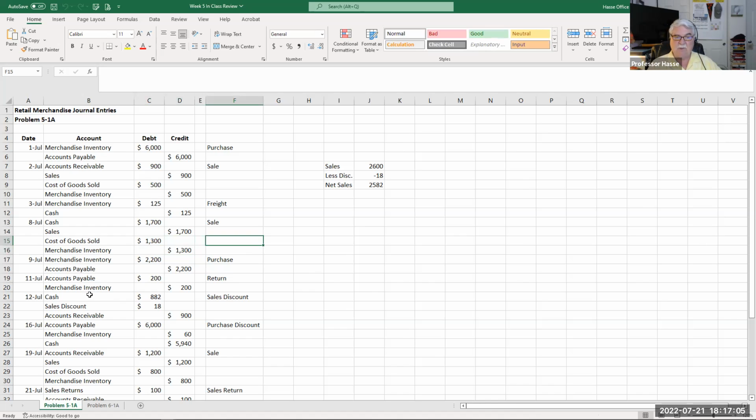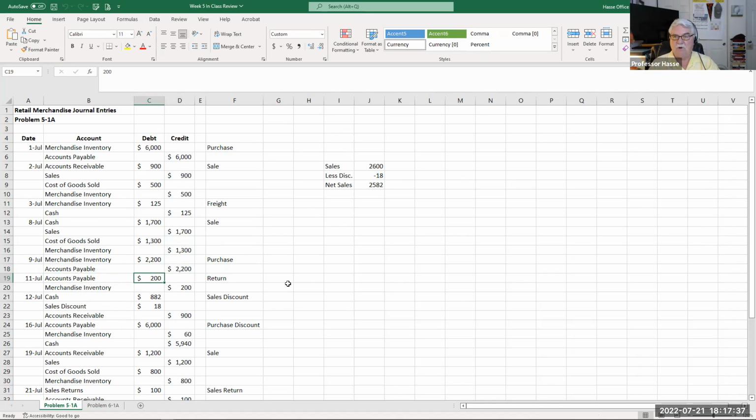Then on July 9th, it looks like we purchased some more inventory, $2,200, and we buy it on credit, accounts payable. More inventory now comes in ready to sell. But this example has a little bit of a problem. When we purchased the $2,200 of inventory and they delivered it to us on July 11th, we found that $200 of that inventory we didn't like. Either it was damaged or it wasn't the product that we ordered from the vendor.